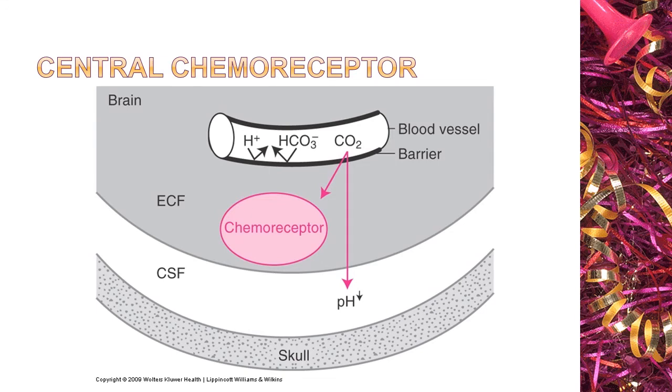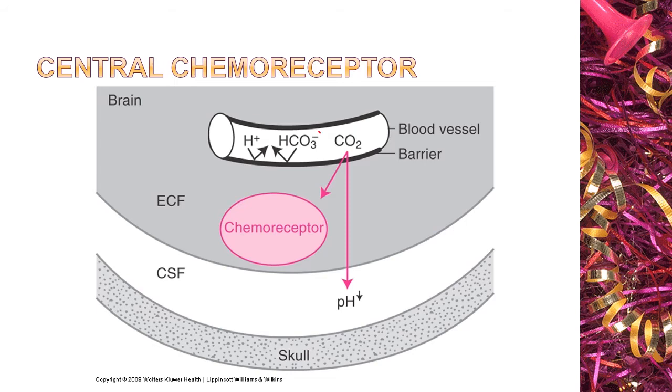Okay, so now let's talk about the central chemoreceptors. To understand this, I'd like you to recall the transport of carbon dioxide, particularly transport of carbon dioxide via the bicarbonate system. And we know that carbon dioxide combines with water to produce carbonic acid, and carbonic acid is unstable, and therefore it dissociates into bicarbonate and protons.